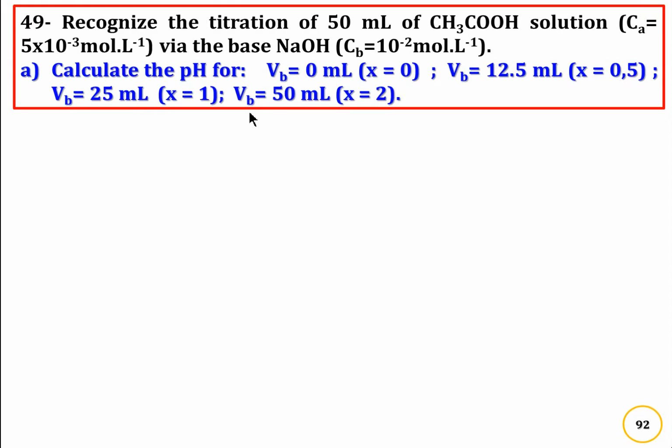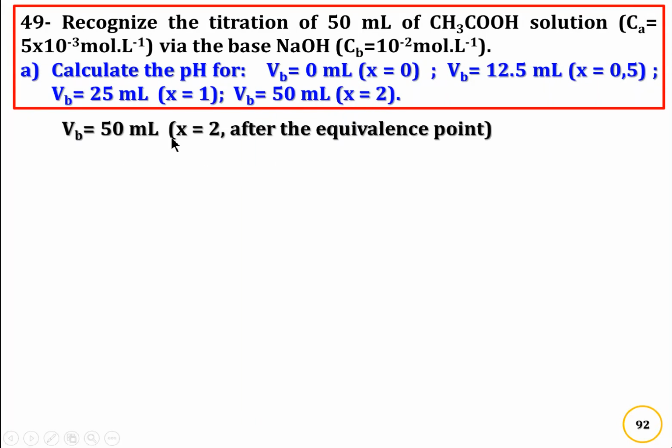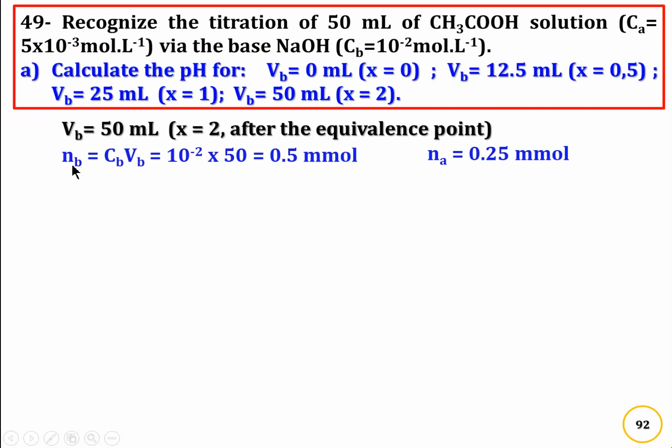Now we have to calculate the pH of the solution for the addition of 50 ml of the base, or x equal 2. This volume is after the equivalence point. The number of moles of base added equals Cb times Vb, which equals 0.5 millimole, and the initial number of moles of the acid is always 0.25 millimole.